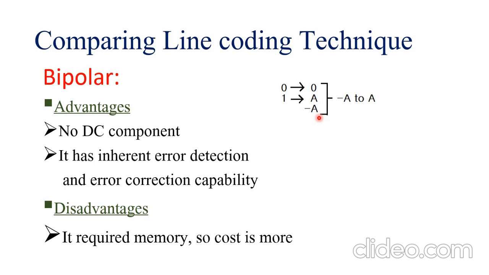If you see the voltage range, it is from minus A to plus A. Here you will find it requires a higher amount of power compared to the unipolar scheme. But when you calculate the DC component of it, you will find the DC component will be 0.